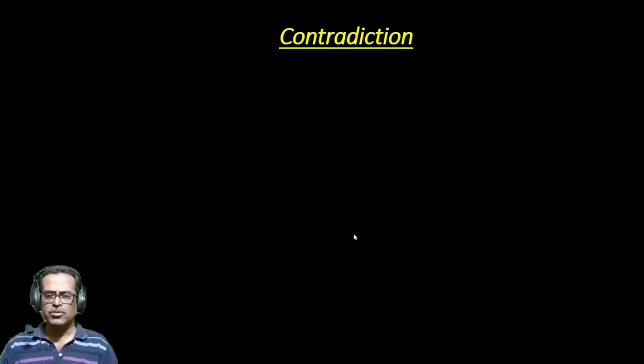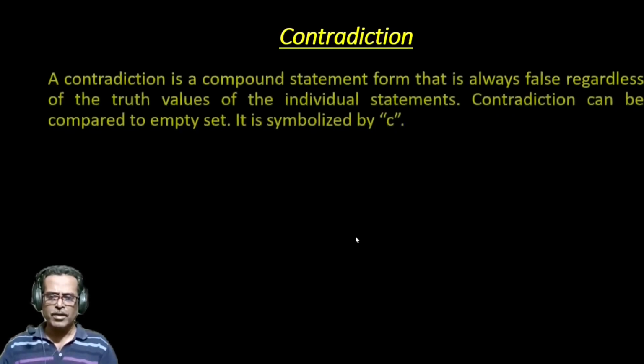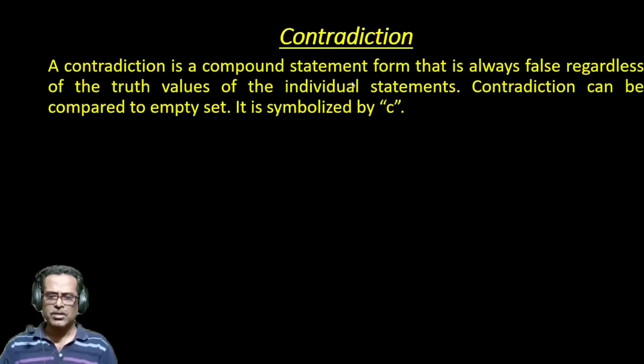Now, contradiction. Contradiction is just the opposite of tautology. It is always false, regardless of the truth value of the individual statements. Contradiction is a compound statement form that is always false regardless of the truth values of the individual statements. Contradiction can be compared to the empty set. It is symbolized by C. P and not P is a contradiction.